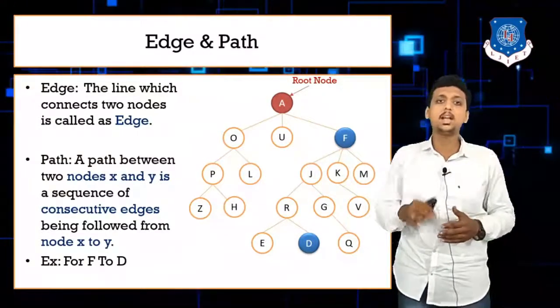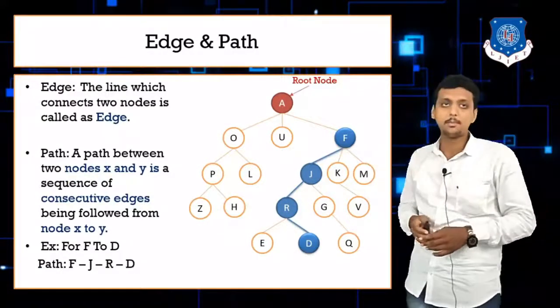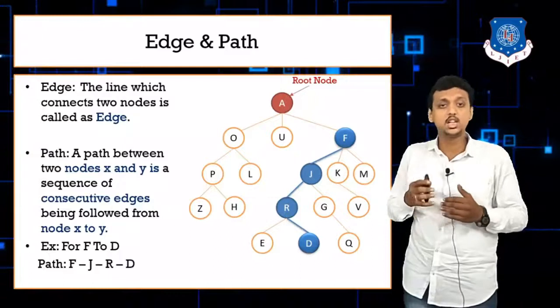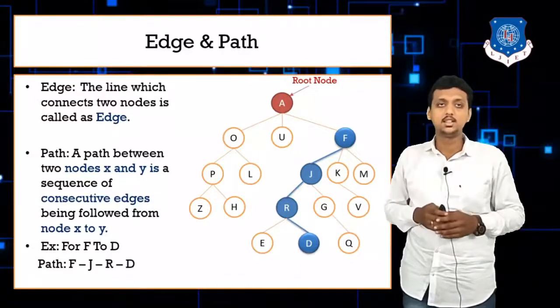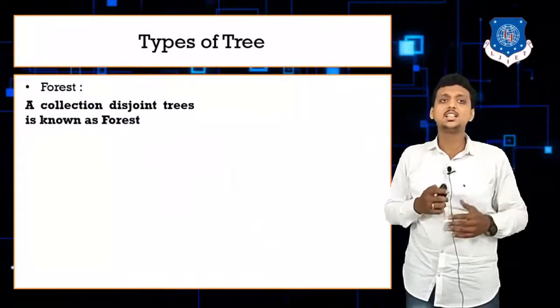So this is a path from source to destination. The highlighted path is from F to J, J to R, and R to D. So that is known as path. Now the next is types of the tree.